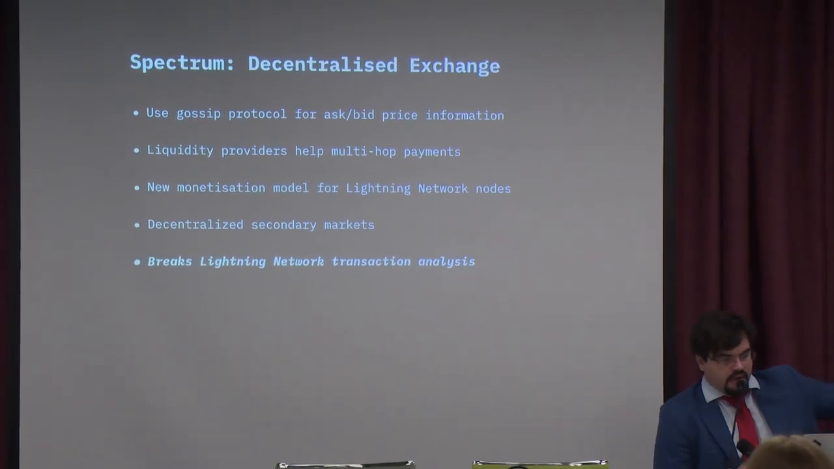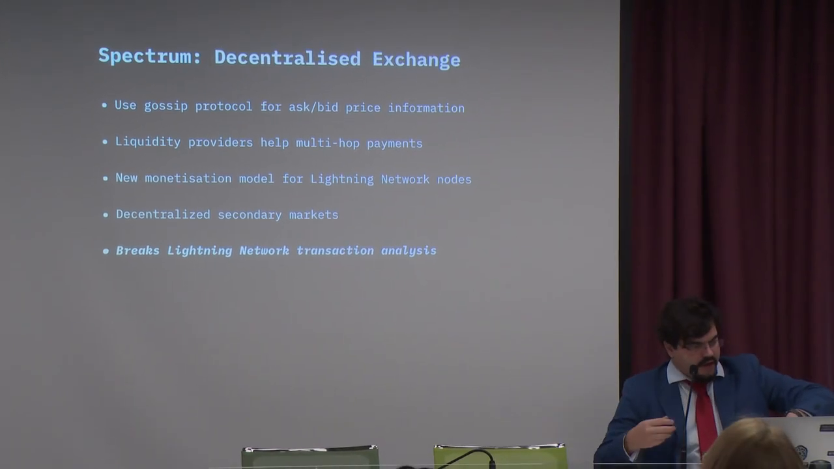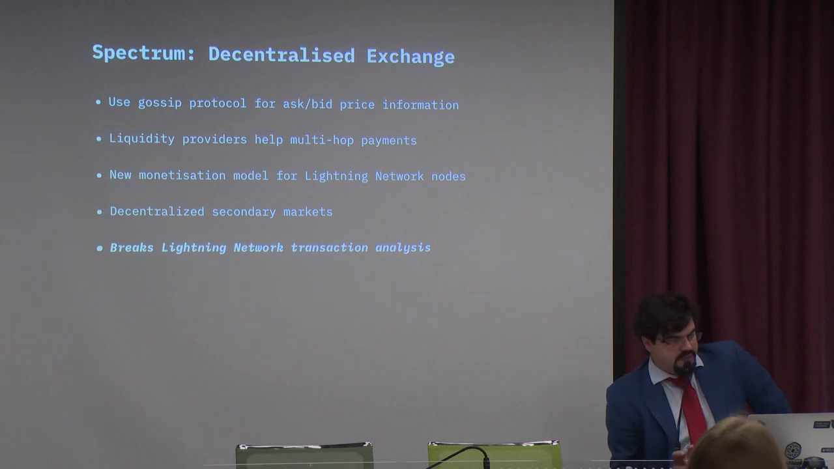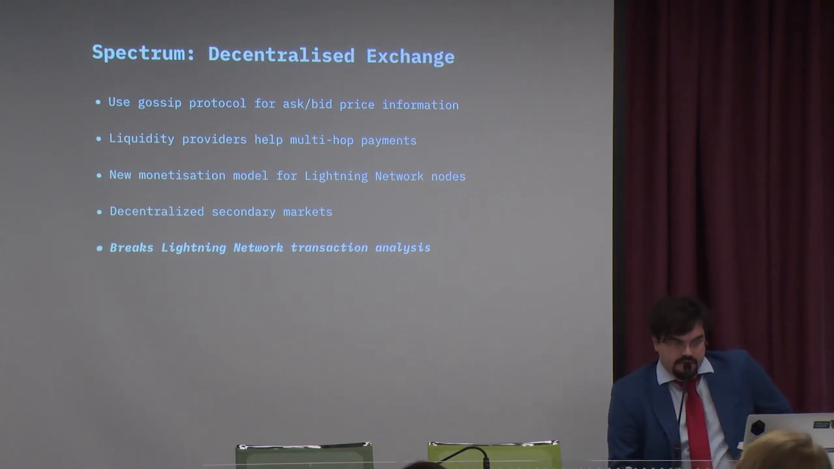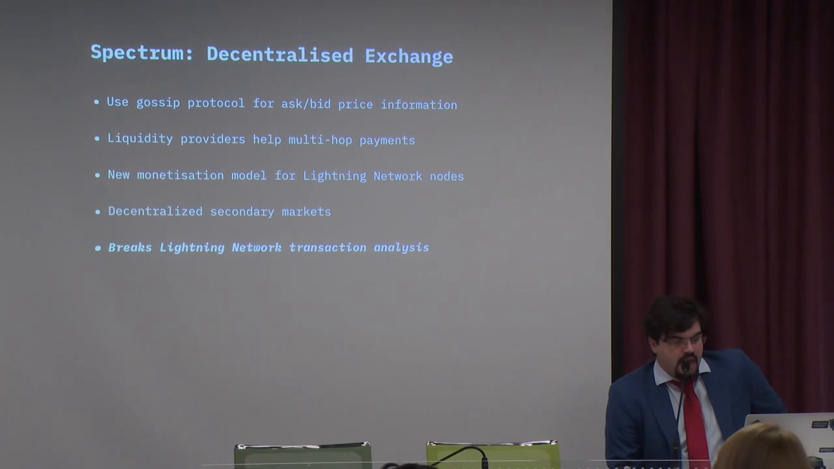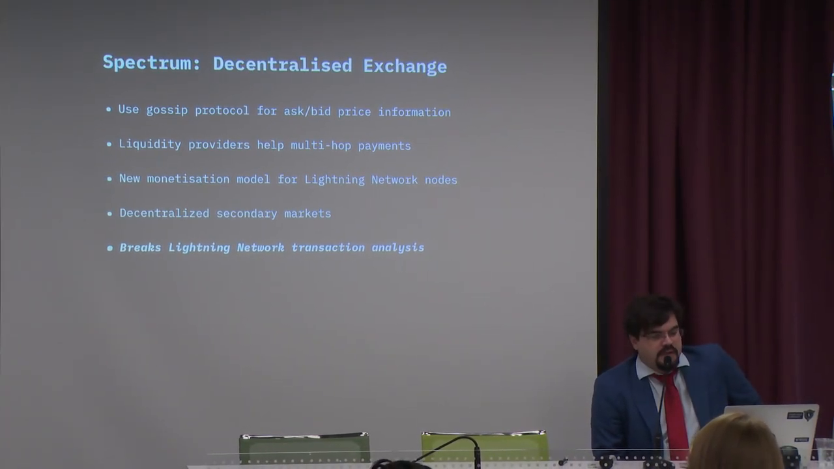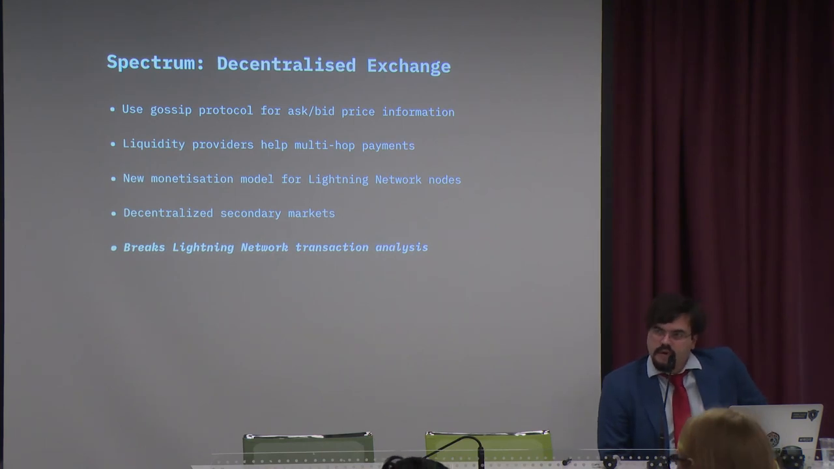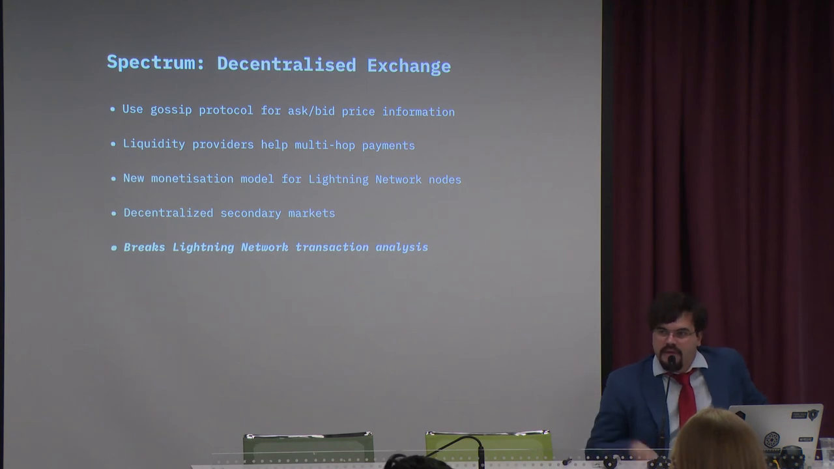It uses gossip protocol for defining the ask and bid price information. There are liquidity providers that allow these multi-hop payments. And basically, you can think about that as a new monetization model for Lightning Network nodes, because now they can be traders and liquidity providers earning a commission on the difference of bid and ask prices. It is a decentralized secondary market for shares, kind of Nasdaq. If you bring enough corporate shares into the Lightning Network, you may build a Nasdaq-type exchange in a decentralized way.